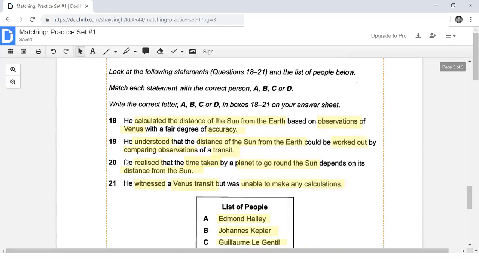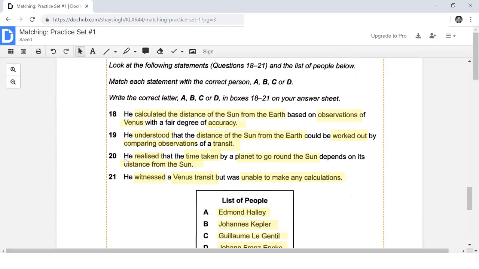So what do you think is going to be the correct answer, guys? It's talking about how the orbital speeds could be calculated. Here it says that he actually calculated the distance. It doesn't say in the reading passage that he actually calculated the distance. Here it says that he understood that the distance of the sun could be worked out by comparing observations of a transit. It doesn't mention anything about comparing observations of a transit. So that's not the right answer either.